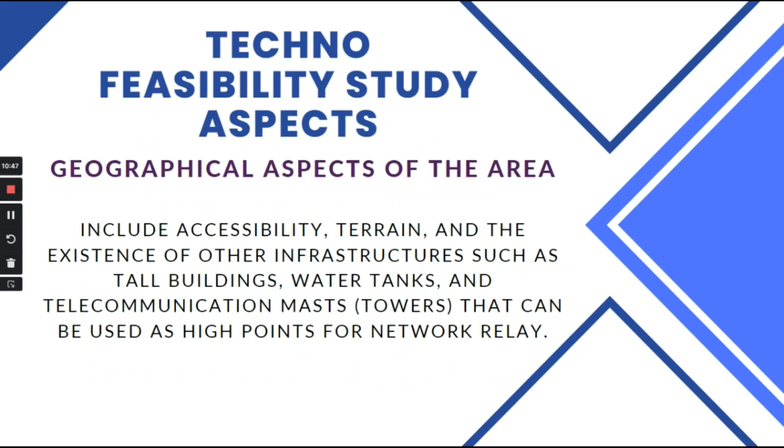Geographical aspects of the area. Can you reach where you want to go? If, let's say, you want to erect a mast or a tower somewhere on a hill, are you able to find a road to that place? Are there things like electricity? What is the terrain? Is there any other existing structure that you can share? For example, a tall building, where you can put towers on the roof. Are there even things like water tanks or telecommunication masts that exist that can be used as high points for wireless or Wi-Fi distribution?